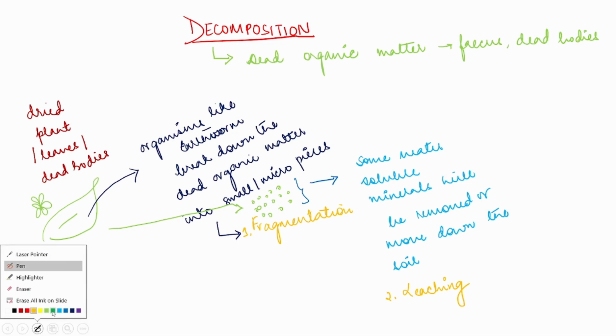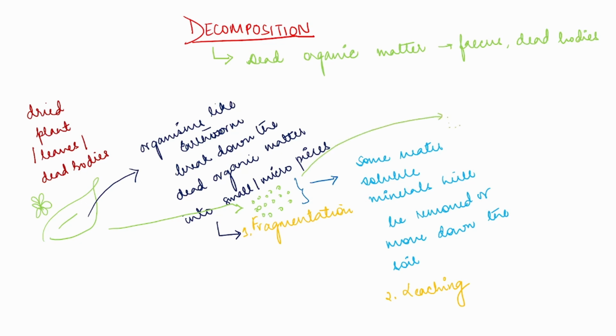Am I clear? Yes. Now, after leaching, what will happen? These small pieces will be further broken down into very tiny pieces like this. And who will do this? This is done mainly by bacteria and fungus. That means this process is the breakdown of complex substances into simpler ones.